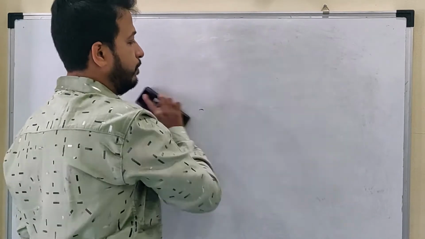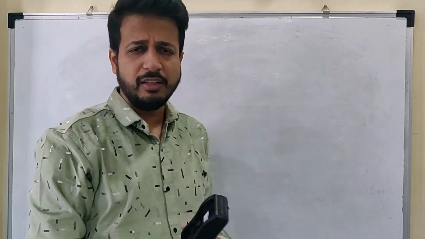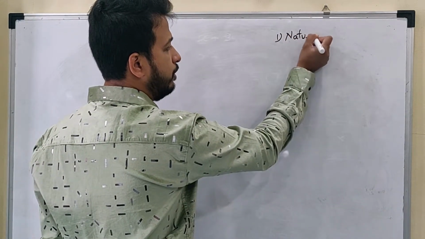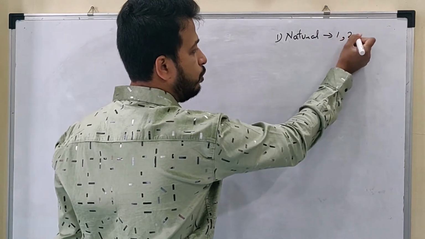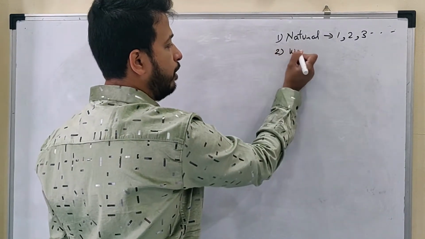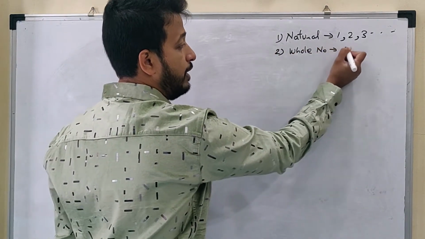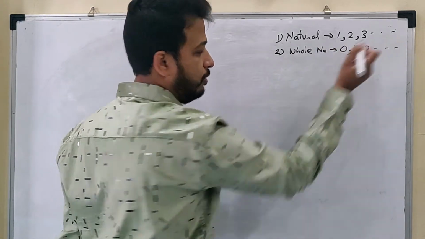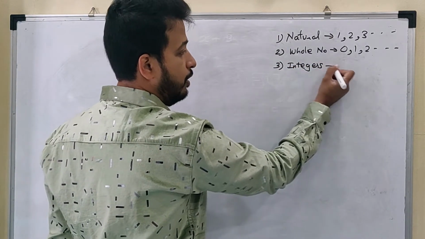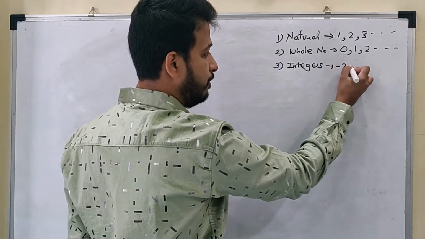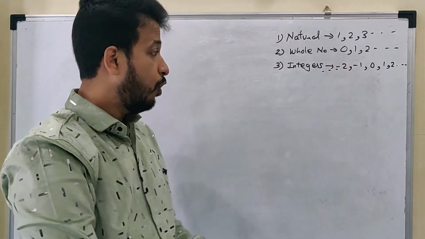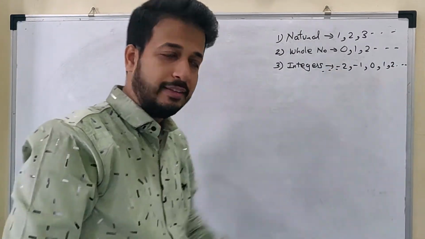Before starting, let's revise some small concepts, like what we mean by a natural number. You know natural numbers start from 1, 2, 3 and onwards, 1 to infinity. Whole numbers start from 0. Then we have integers. They start from the negative side to all the positive numbers, so they include all negative numbers and all positive numbers including 0.